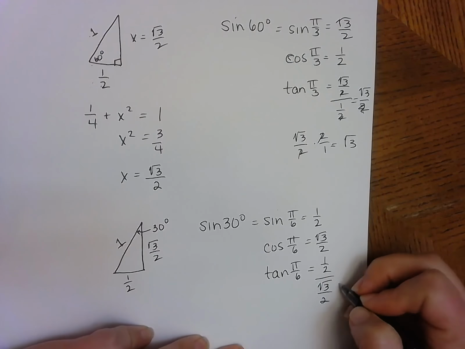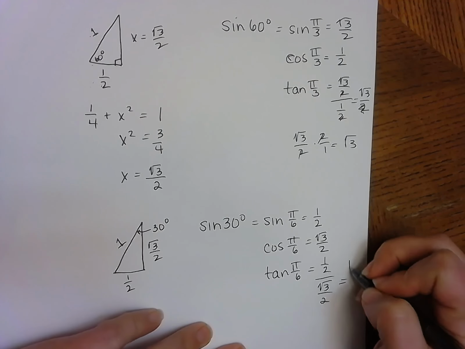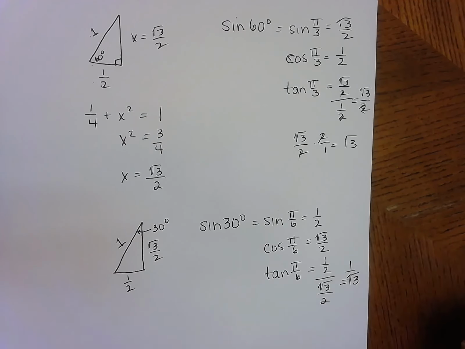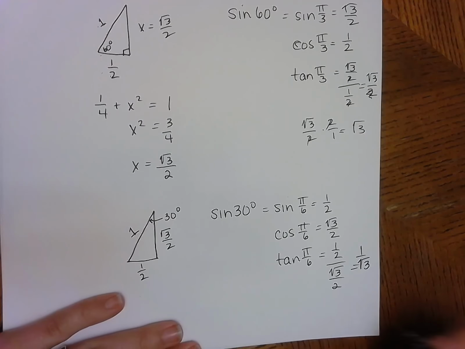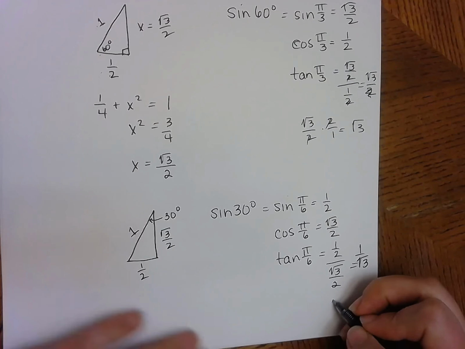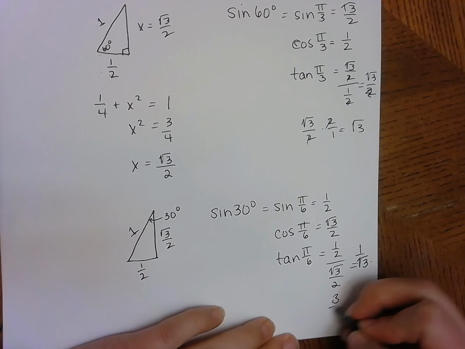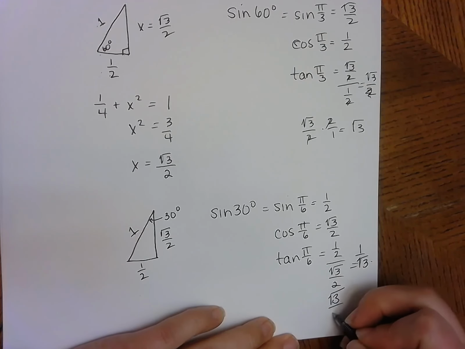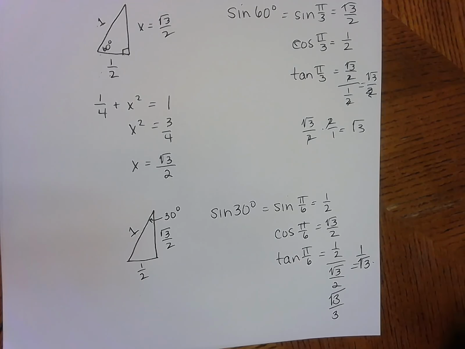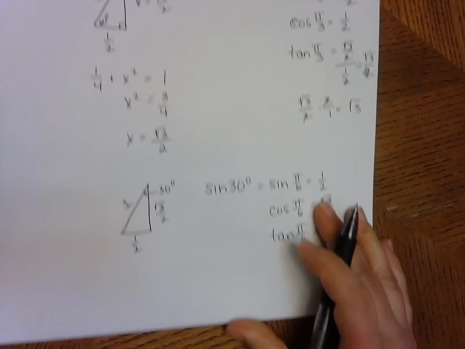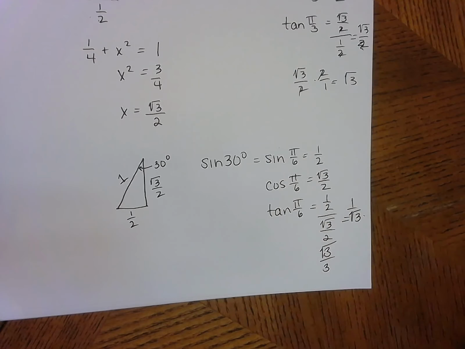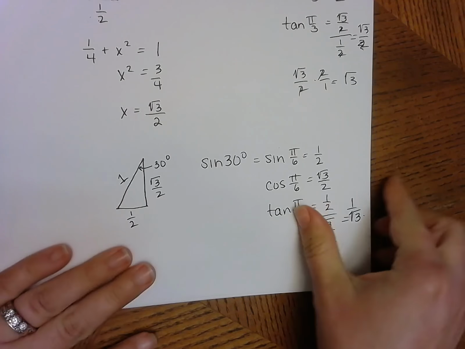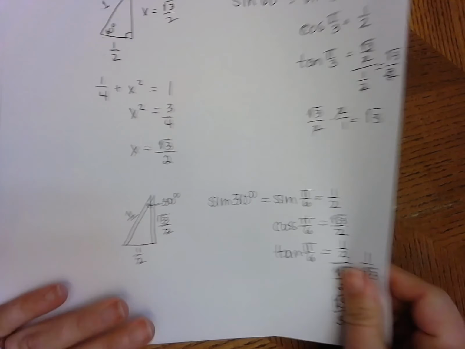This time, when I invert and multiply, I end up with 1 over the square root of 3, which is perfectly fine. If you really wanted to rationalize it, it would end up being the square root of 3 over 3. But 1 over the square root of 3 is perfectly fine. I do not require that you rationalize. All right, so those are my special triangles, and we will practice some more trigonometry soon.